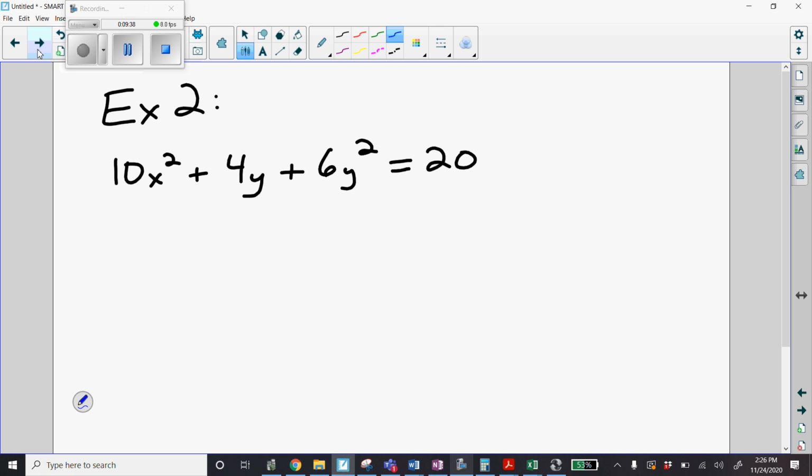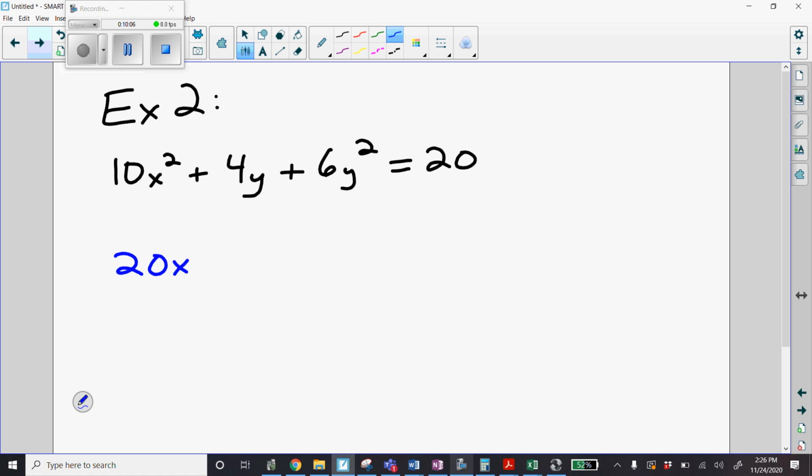So a little bit bigger of an equation here. I've got 10x squared plus 4y plus 6y squared equals 20. Again, I'm just going to go through looking ahead a little bit. I don't see any product rule, quotient rule, or chain rule in here. This is simply power rule. So I'm going to go ahead and do the derivative of each term along the way, not forgetting to do both sides. So the derivative of 10x squared I know is 20x.